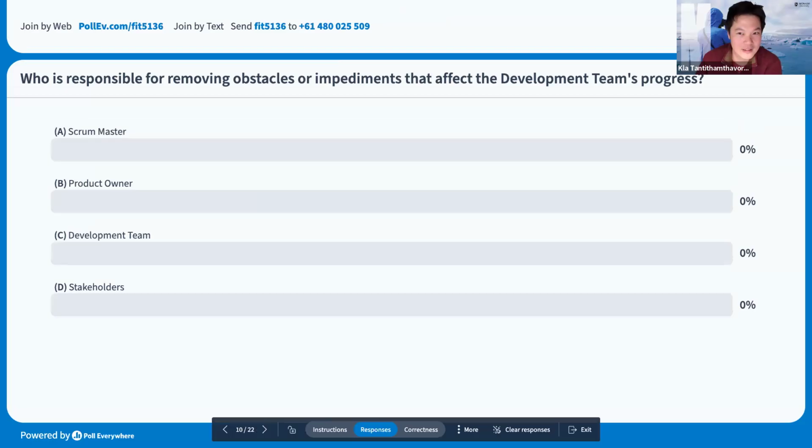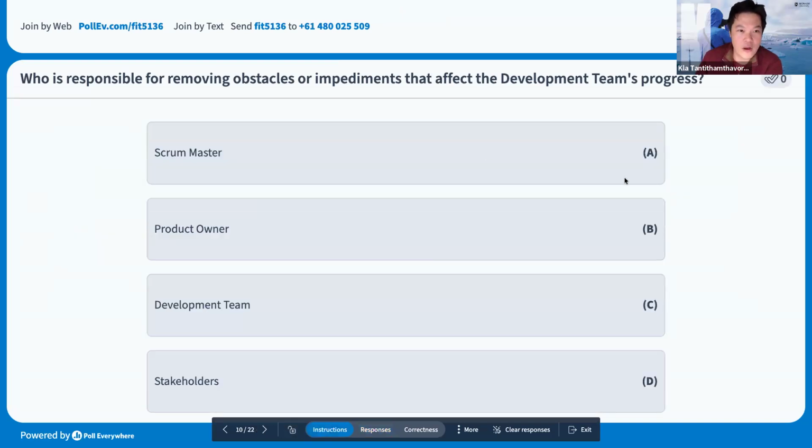Yeah. All right. Who is responsible for removing obstacles or impediments that affect the development team's progress? I think I mentioned this one before, so everyone should be able to answer the question. Yep, correctly. Who?